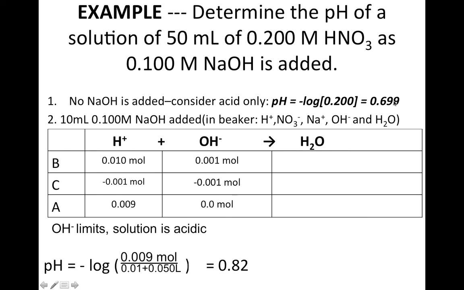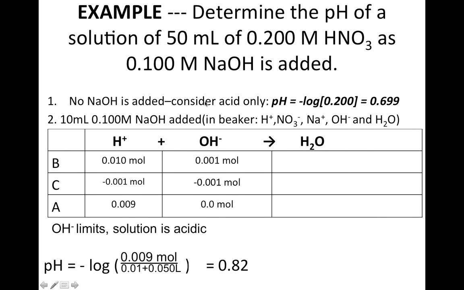All right. The second volume point we've decided to look at is after we add 10 milliliters of 0.1 molar sodium hydroxide. What's the pH? This is not an ice table because we're using moles here instead of molarity. We've set it up to look like an ice table, but it's actually just a way for us to keep track of the reactants and what is the limiting reactant.